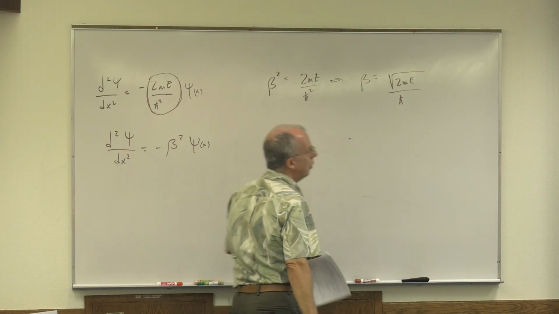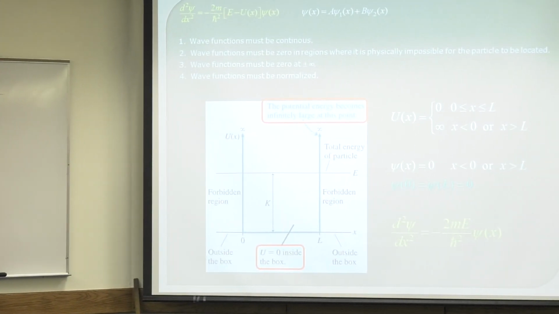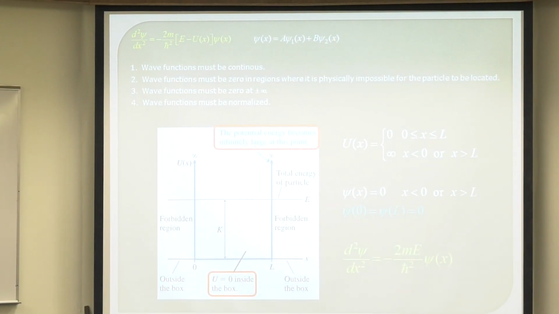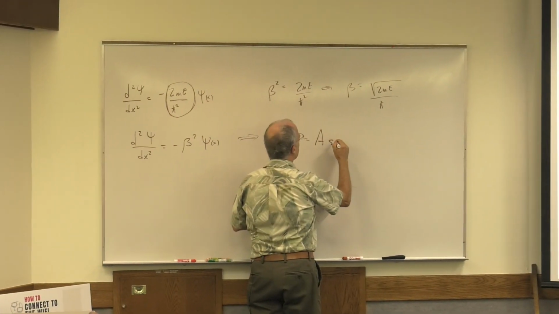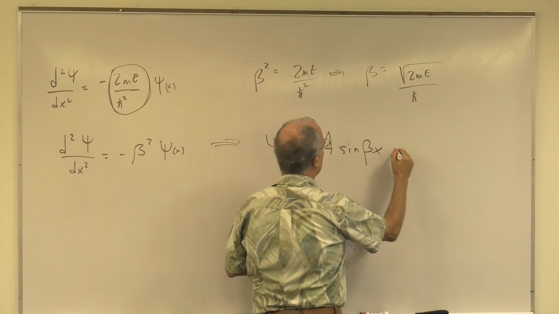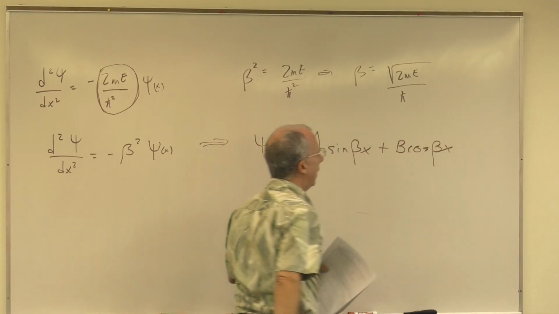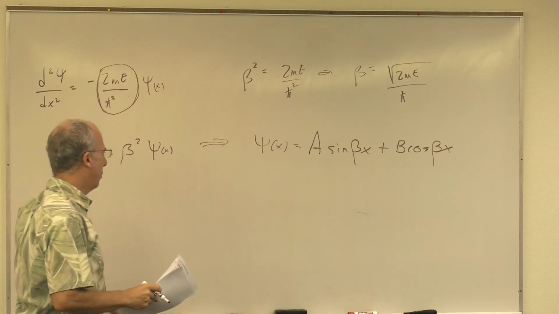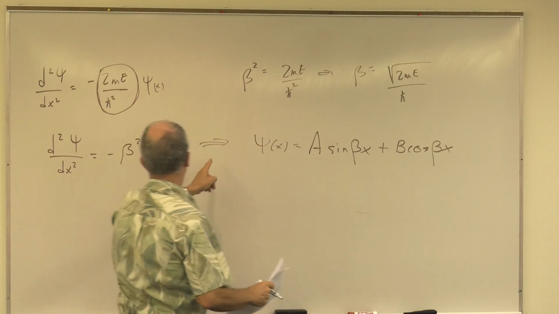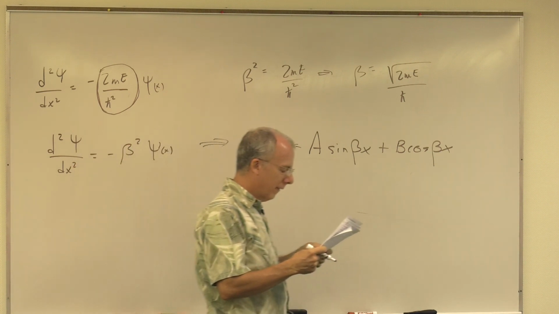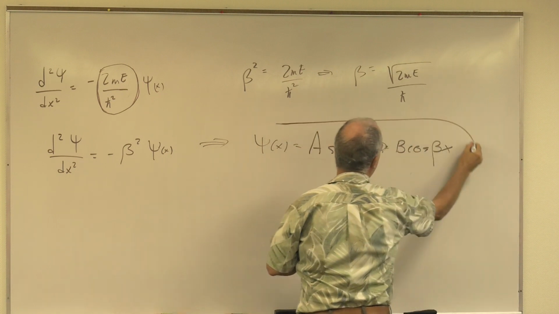Now remember, we have to have two solutions, right? Two independent solutions. So we're going to say psi of x equals A sine beta x plus B cosine beta x. And you should prove to yourself that this works with that. But it does, I promise you. Okay, so there you go. Two independent solutions. Woohoo!